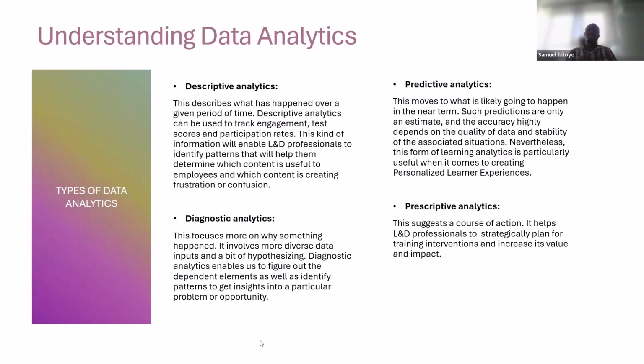Now, we know what happened from descriptive analytics. We know why it happened from diagnostics. But now let's talk more about what we can deduce from this. What does this tell us about what is probable to happen next? So predictive analysis moves from what has happened and why it happened to what is likely going to happen, and when. Such predictions are only an estimate, yes, but the accuracy level depends on the quality of data that we are able to put together.